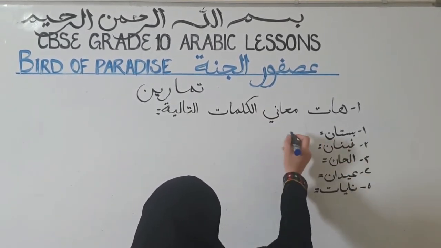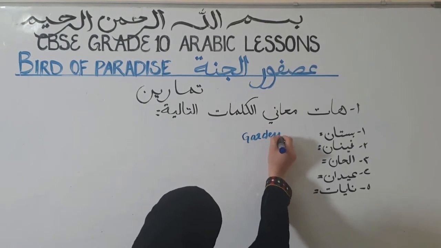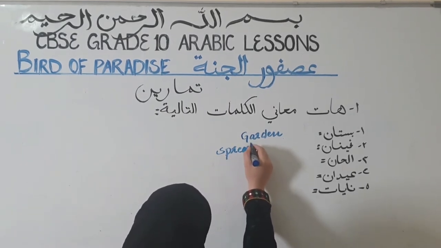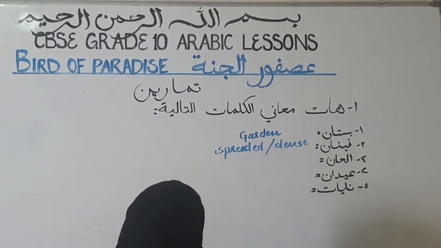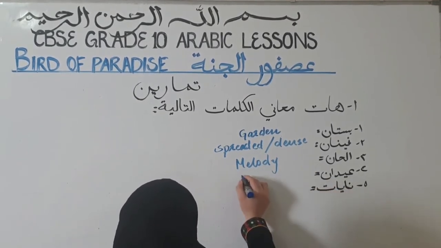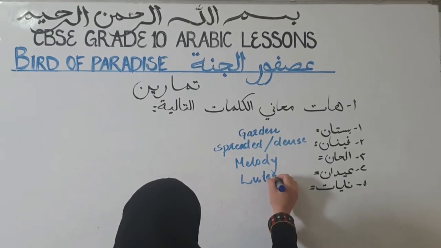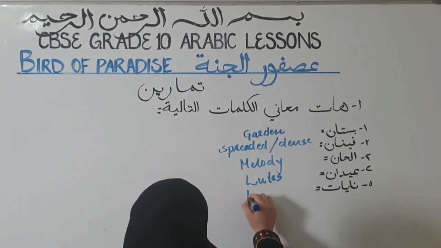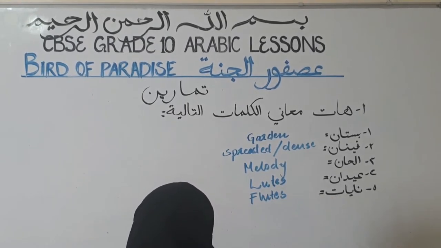The first word bustan, which is a very basic word in Arabic, and we learned from the chapter it means garden. Fina means spreader, or dense. Alhan means melody. Idan is a plural of oud, a musical instrument, lutes. And Nayat is the plural of nai, flutes. Flutes and lutes are both musical instruments, and we learned this from this chapter.